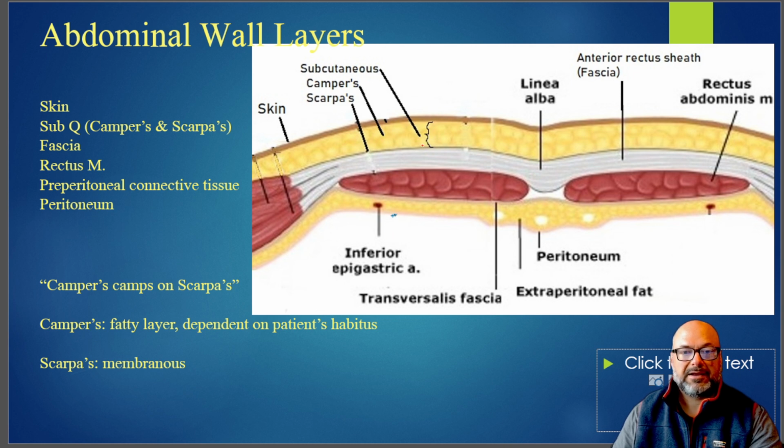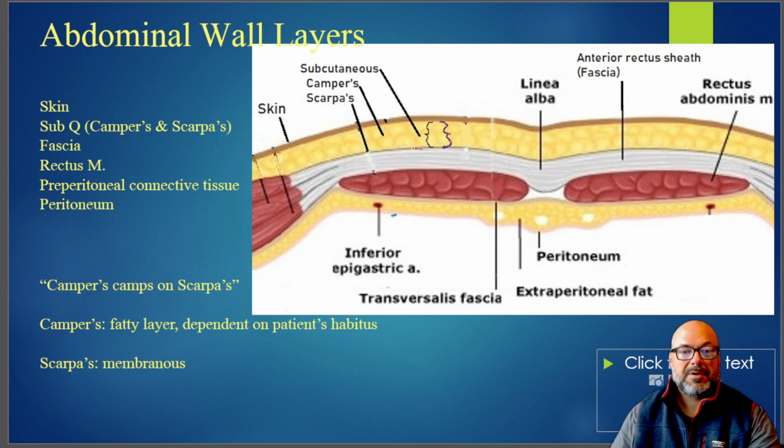Couple of things to keep in mind as we're going through this with the skin, and then below into the Camper's and Scarpa's. I remember that as Camper's, Camps on Scarpa's. Okay, and we already talked about the layer that's what we talk about in general as the sub-Q layer here, is obviously of variable depth based on a patient's body habitus and adipose distribution. We're going to talk about closing that layer specifically.